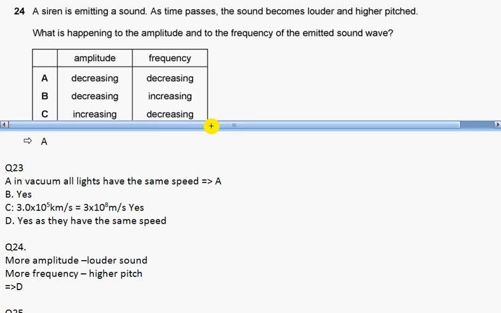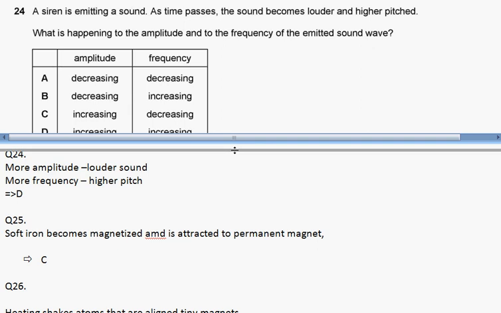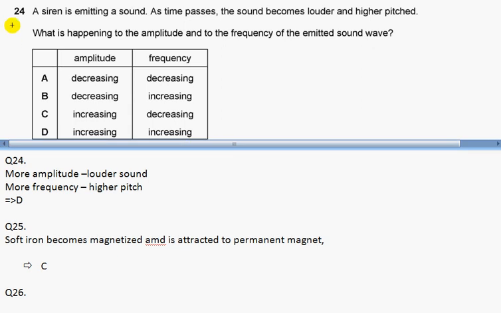Question 24. Let's see question 24 and answer to question. Solution 24. A siren is emitting a sound. As the time passes, the sound becomes louder and higher pitch. What is happening to the amplitude and frequency of the emitted sound wave? Remember that more amplitude means louder sound, more frequency means higher pitch. So here we have louder and higher pitch. So louder means we have increased amplitude, and higher pitch means higher frequency. So answer is D.